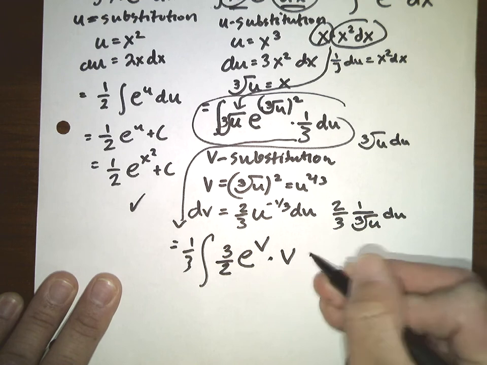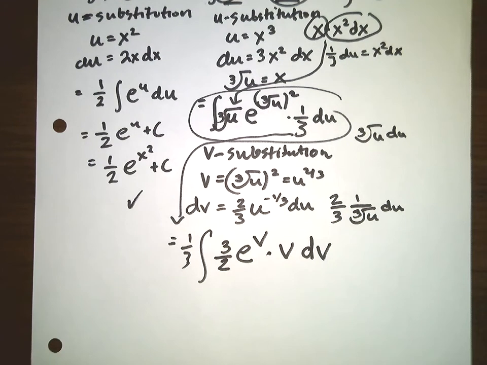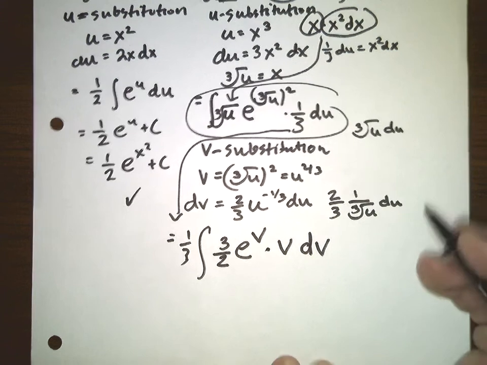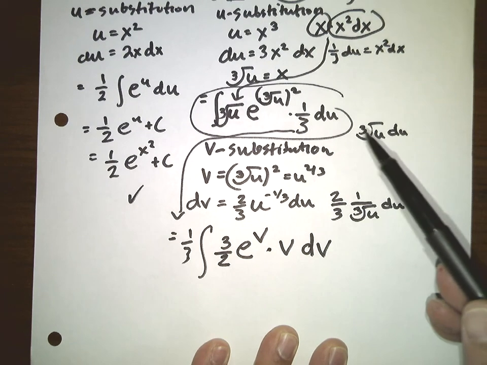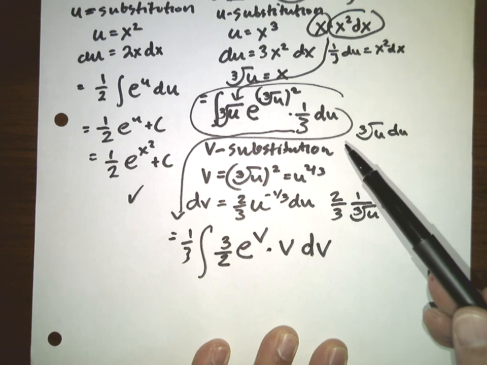And this ends up being v dv. So why is this a v here? Well, think about exactly what happened here. All right, so this was the, where was it?